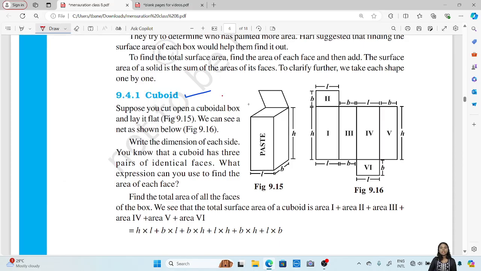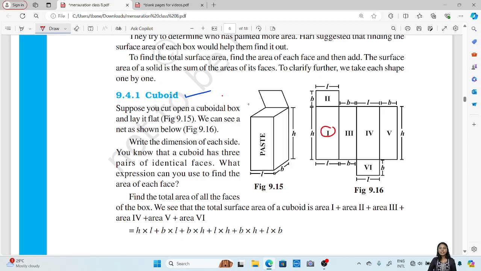Now suppose you cut open a cuboid box and lay it flat. We can see a net as shown in figure 9.16. Write the dimensions of each side. You know that a cuboid has three pairs of identical faces. What expression can you use to find the area of each face? So now this is your cuboidal box. Say you have those Colgate boxes, those are cuboidal boxes. Now if you cut it open properly, what you are going to see is this.